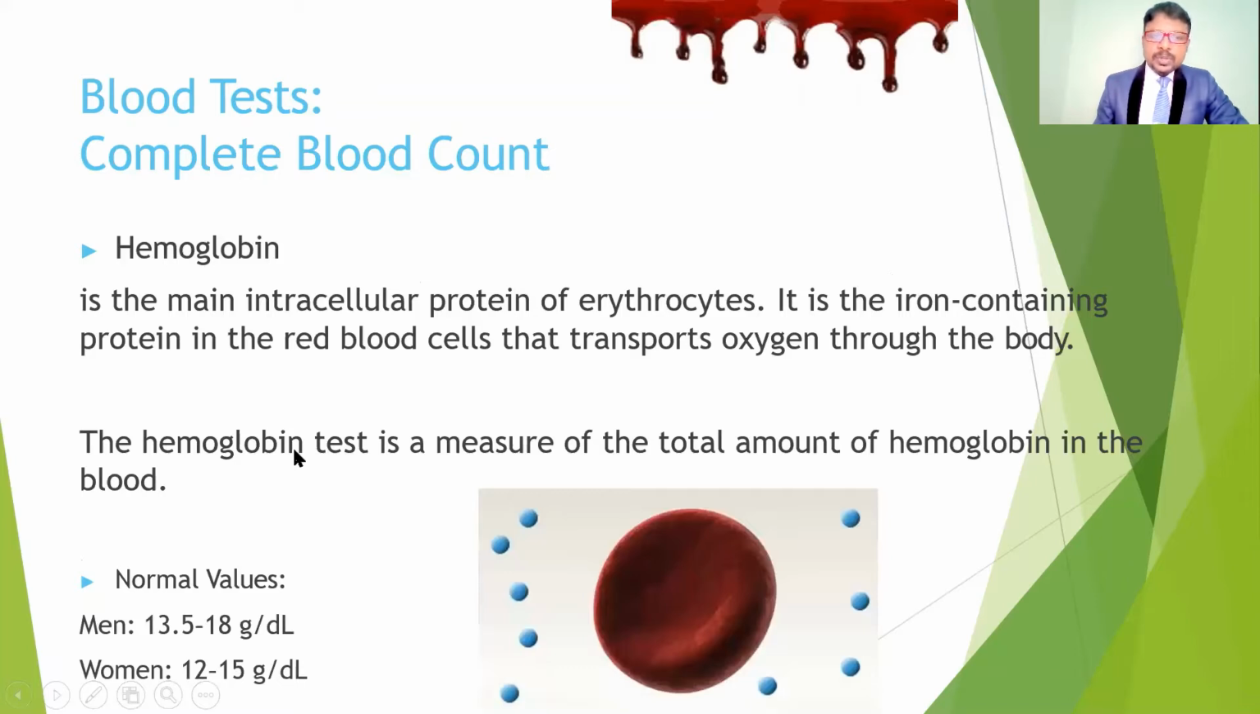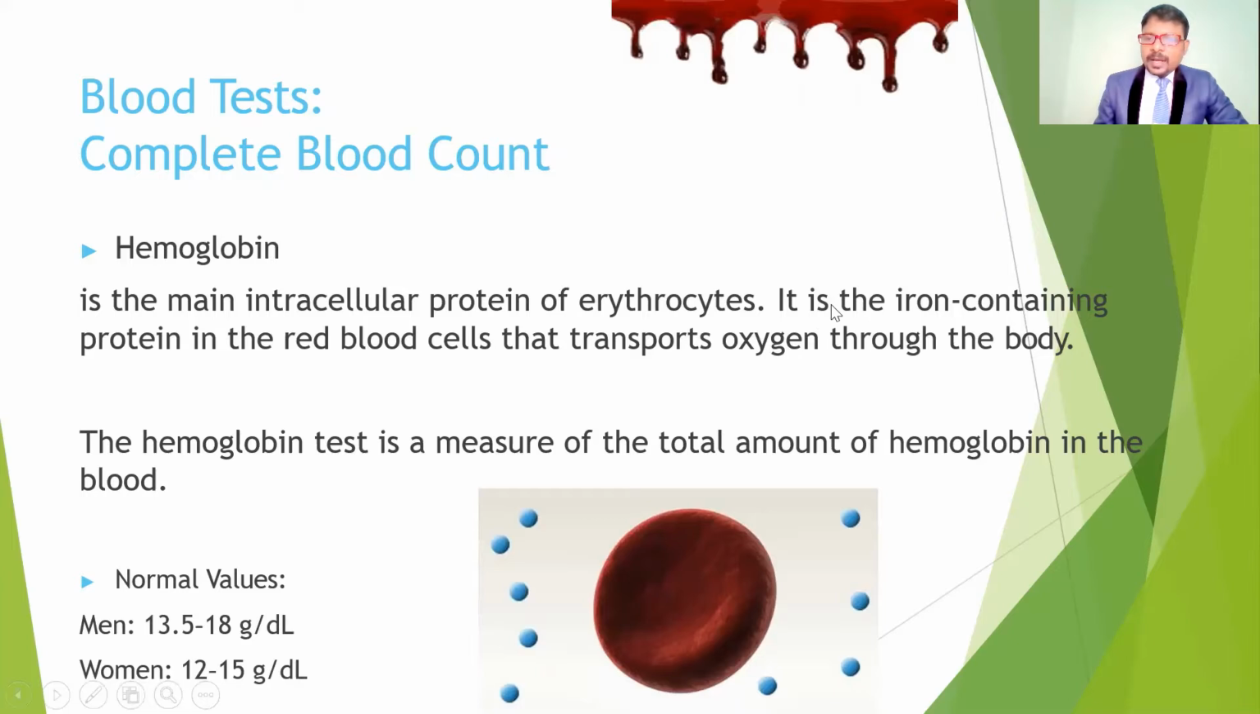First, we are going to check the hemoglobin. This is the main intracellular protein of the erythrocyte, where heme and globin are combined together. It forms the red blood cells. If there is any reduction in the red blood cells, there may be difficulty transporting oxygen, because the main function of blood is transporting oxygen. So any abnormality in the hemoglobin may give complications.